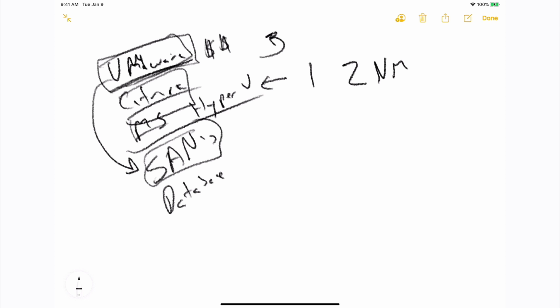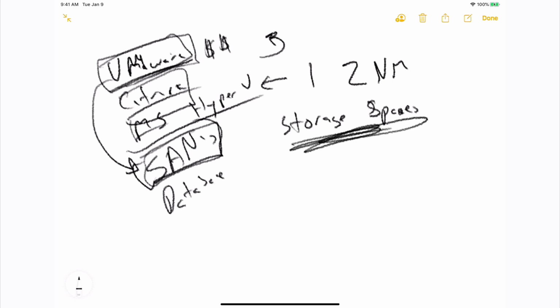And so one of the things you can be thinking about is, well, why do I want to buy an entirely new SAN product when Microsoft has Storage Spaces? So they have their own storage, kind of SAN-ish. Let's say they have a SAN-ish product.